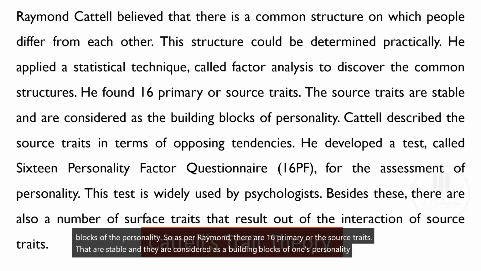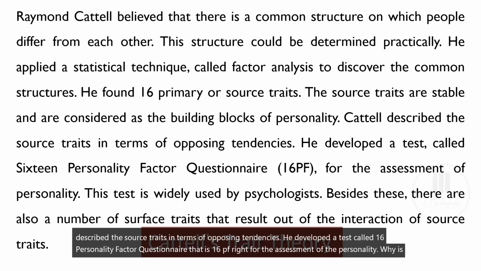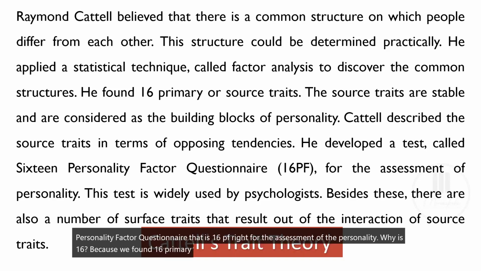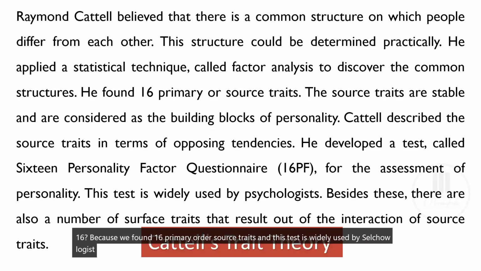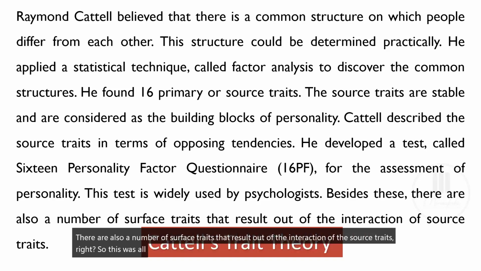And Cattell described the source traits in terms of opposing tendencies. He developed a test called the 16 Personality Factor Questionnaire, that is 16PF, right? For the assessment of personality. Why 16? Because he found 16 primary or source traits. And this test is widely used by psychologists. Besides these, there are also a number of surface traits that result from the interaction of the source traits, right? So this was all about Cattell's trait theory given by Raymond Cattell, right?